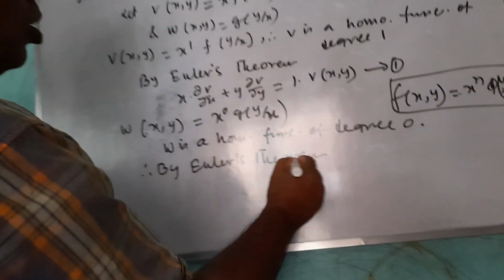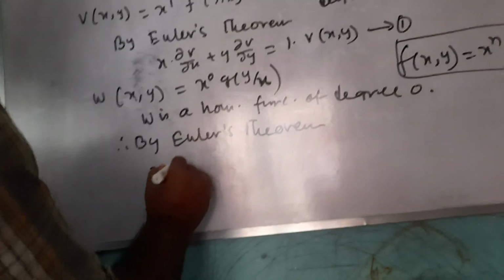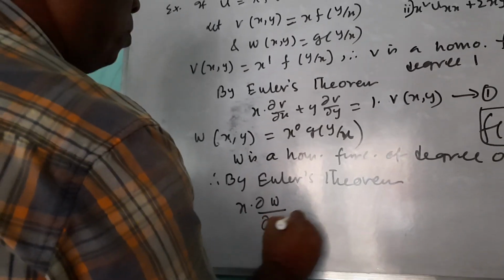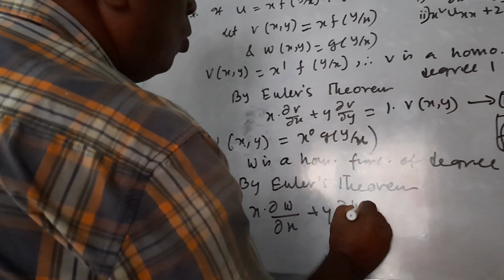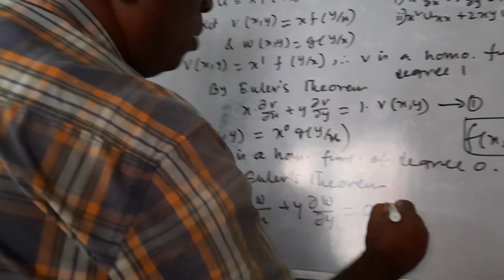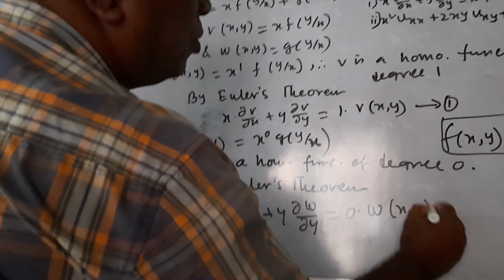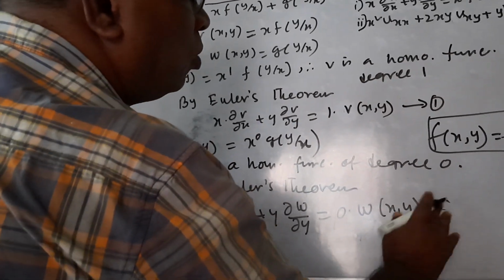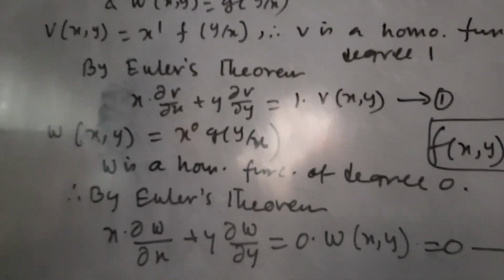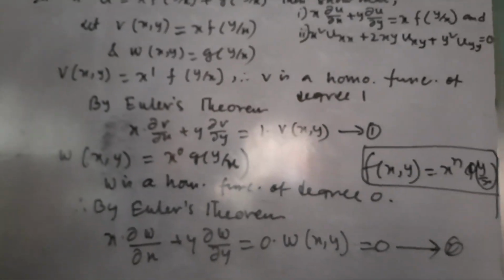x ∂w/∂x + y ∂w/∂y = 0 times W(x,y), which is equal to 0. This is equation 2. Understand, everybody? Okay.